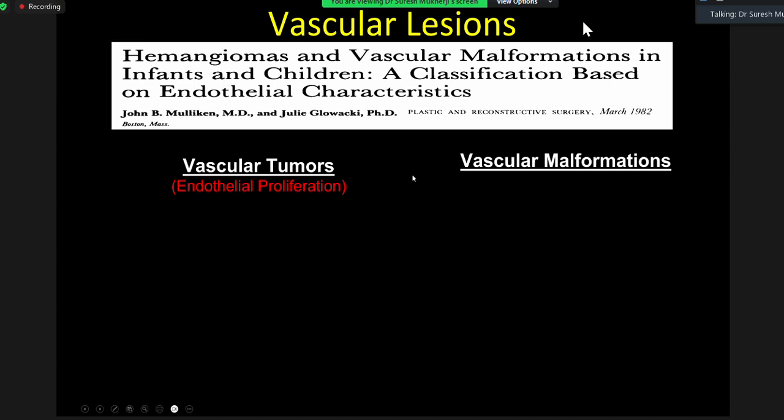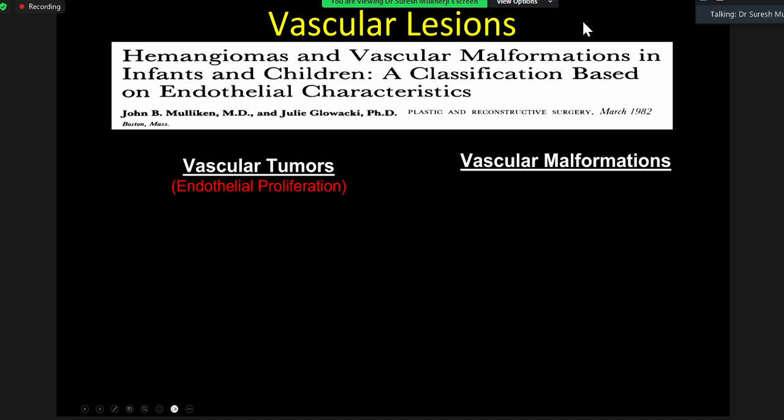Let me start back with a little bit of my history. Back when I did my residency at Harvard at the Brigham and Women's Hospital, right next to Brigham and Women's Hospital was Boston Children's Hospital. And in 1982, so I did overlap, I never had the privilege of meeting these people, but John Mulliken was a plastic and reconstructive surgeon, and Julie Glowacki was actually a pathologist at that time.